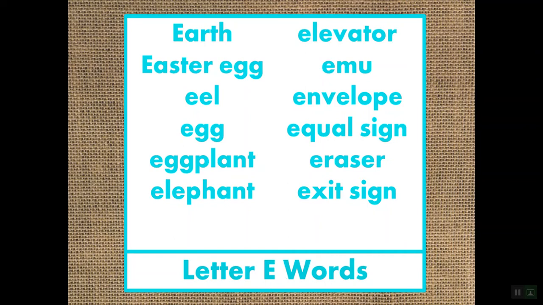Our last job in learning about the letter E is going to be to practice writing capital E and lowercase e. So I'll see you at the board. Here we are, we're at the big board. Let's practice some capital E's and lowercase e's.